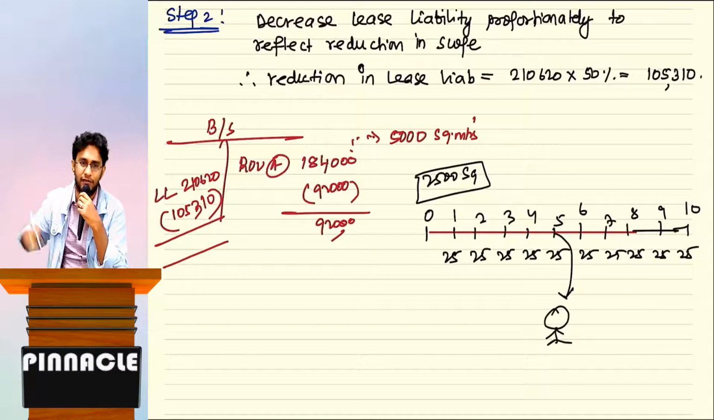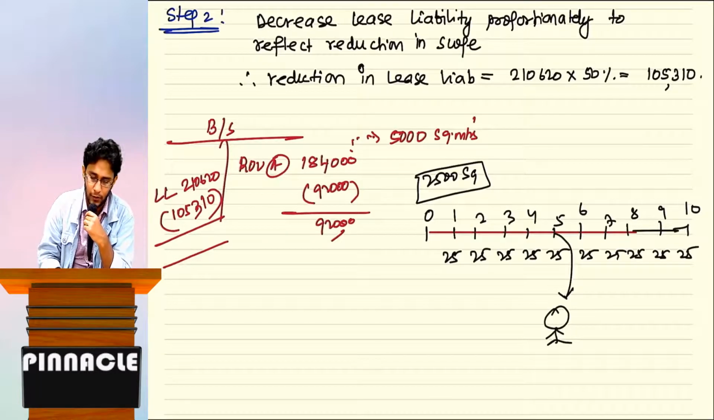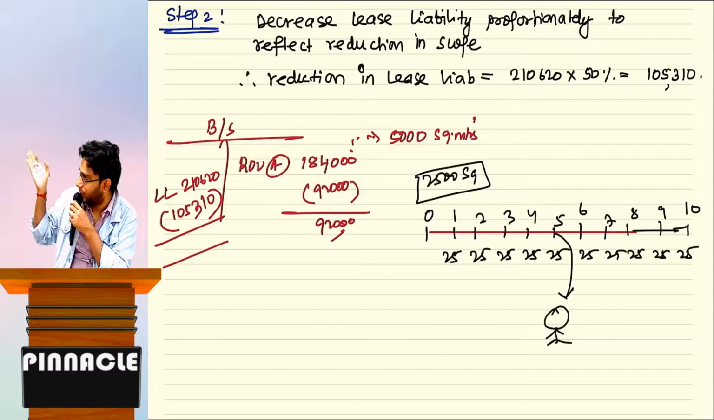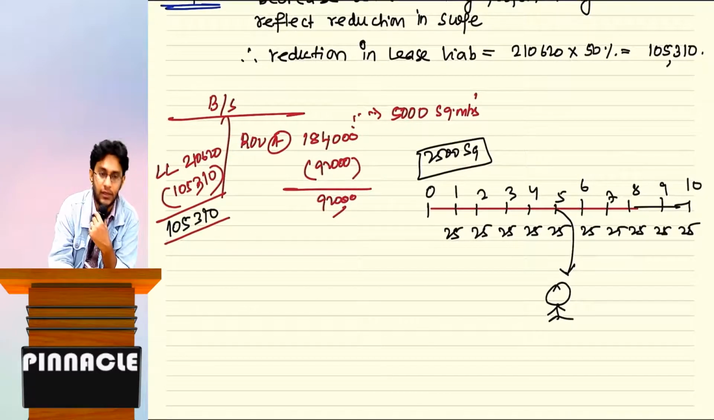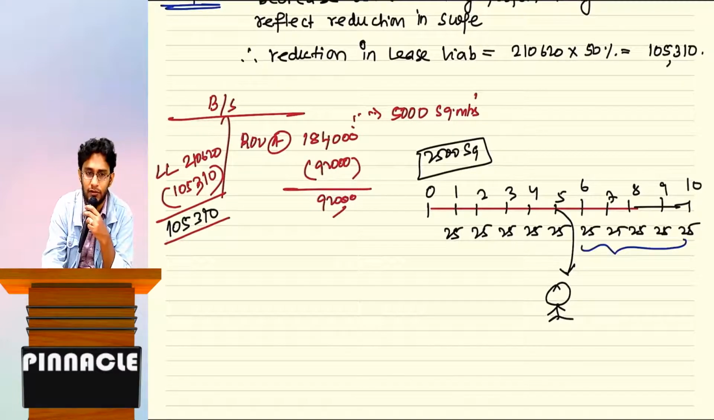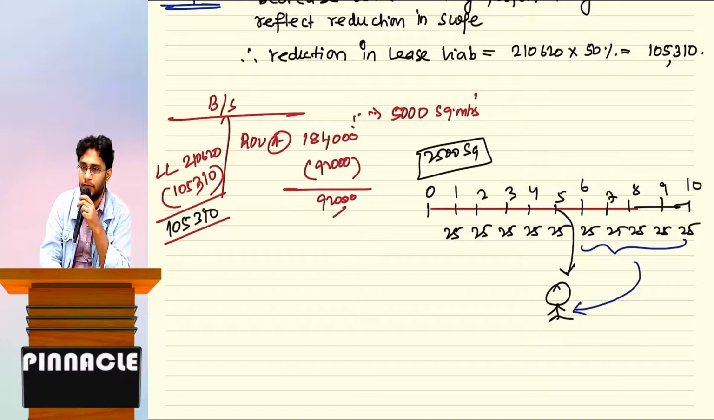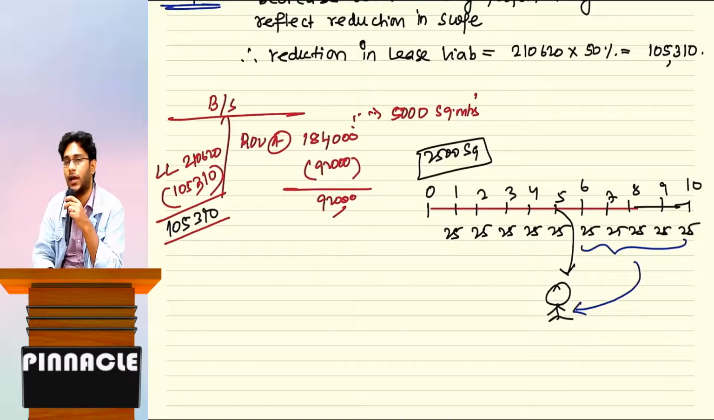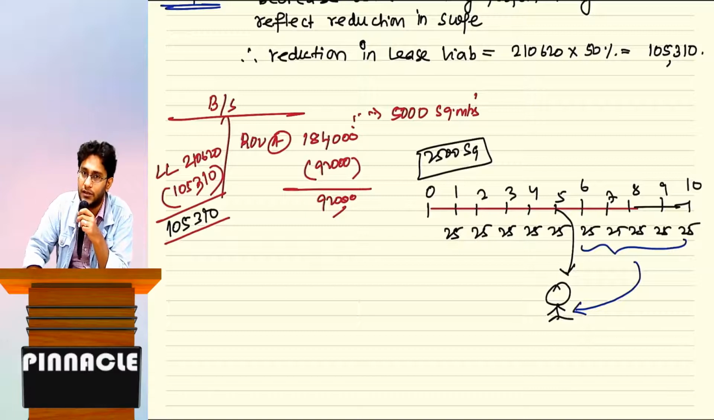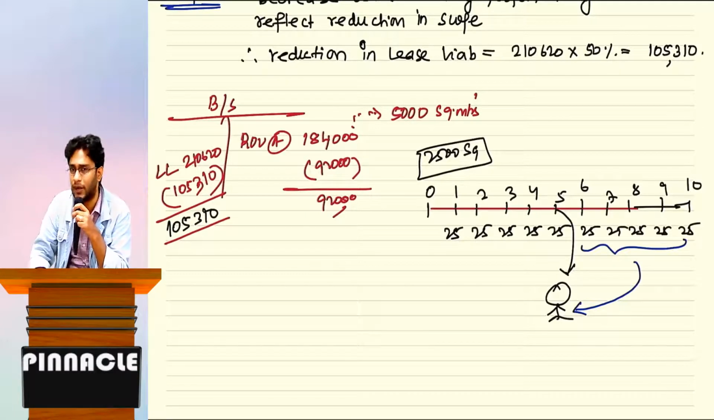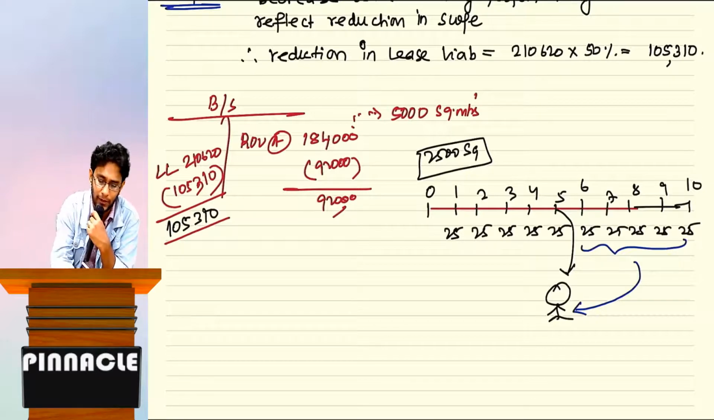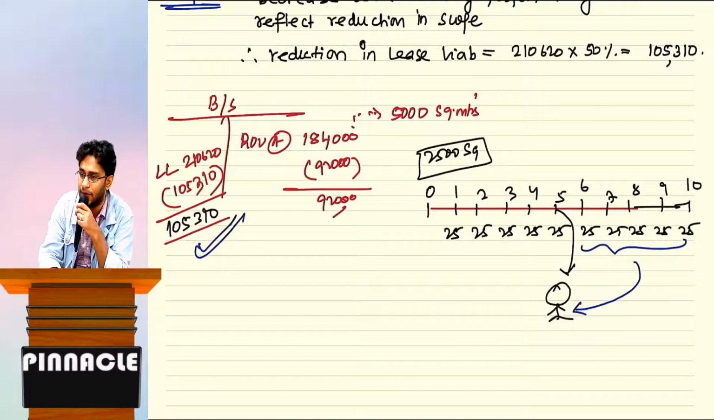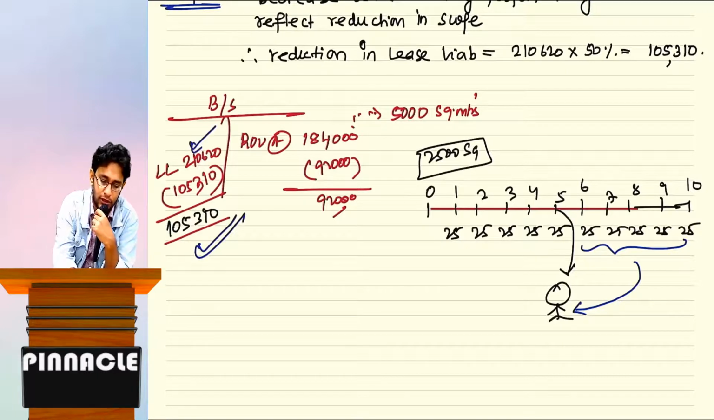Somehow we are standing here, at the 5th year ending or 6th year beginning. Whatever you are reducing, 105,310, the remainder answer is another 105,310. That is nothing but the present value of the remaining 25,000. Had we originally taken 2,500 square meters of office space and applied accounting on that, today your liability would be appearing at 105,310. But actually today it's appearing at 210,620.